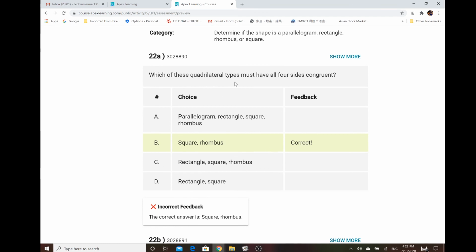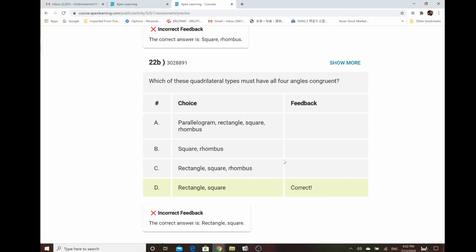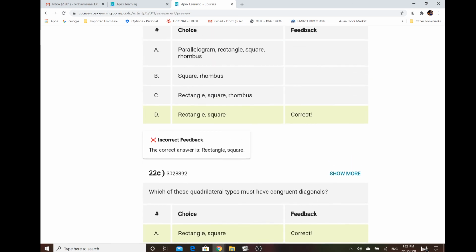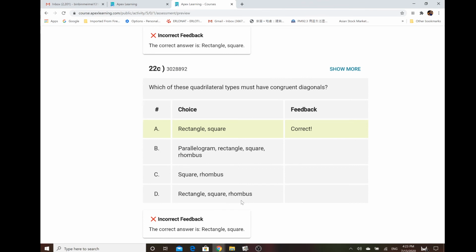Which of these quadrilateral types must have four sides congruent? It's got to be square and rhombus. And which quadrilateral type must have all four angles congruent, 90 degrees? So it's rectangle and square. Rhombus is not the one, because the opposite angles are congruent, but all four angles are not congruent. And then 22C, which of the quadrilateral types has congruent diagonals? So rectangles and square.